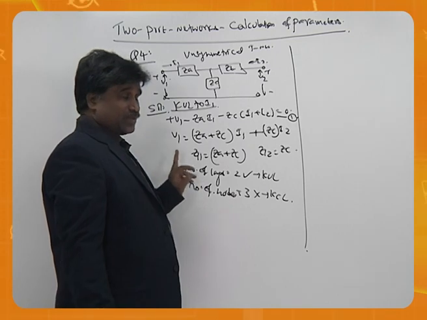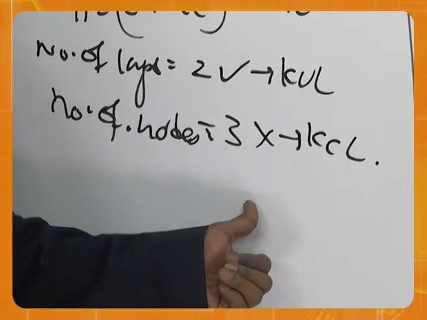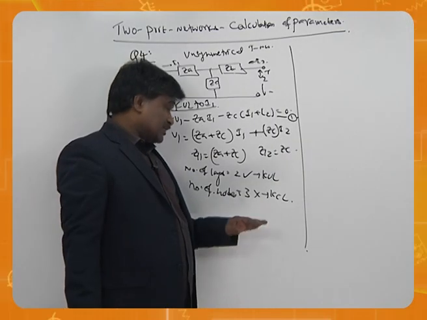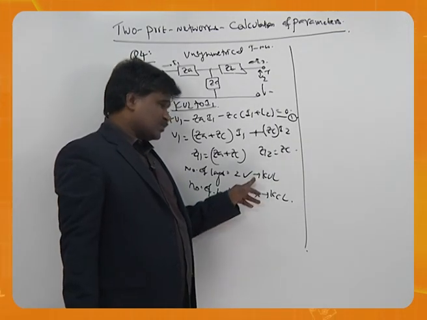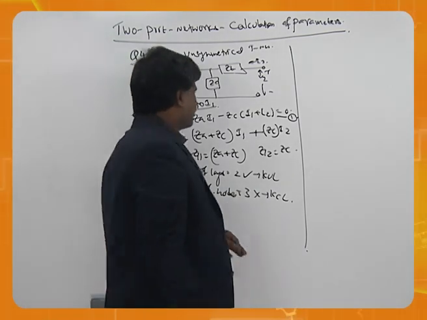If loops are fewer, go to KVL. If nodes are fewer, go to KCL. Even if he is asking for Y parameters, go to Z parameters and then convert. That will take the same time.